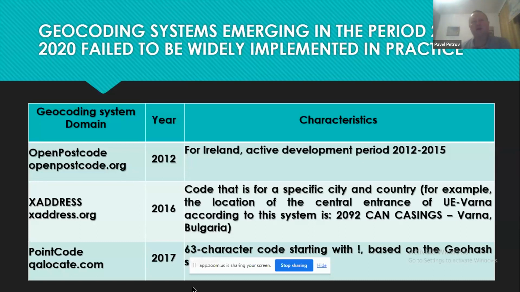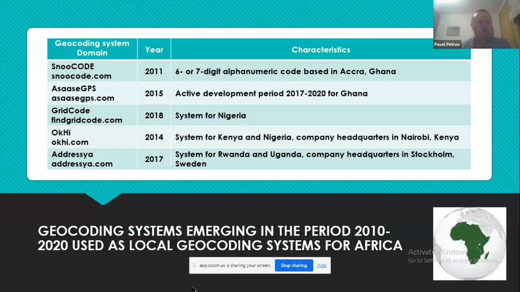There are other systems which did not manage to be implemented widely in practice. Also, there are some geocoding systems especially designed for countries in Africa, and these systems are developed by startup companies. So these companies receive some kind of funding to do their job. And these systems are not so popular around the world, only in a few countries on the continent of Africa.